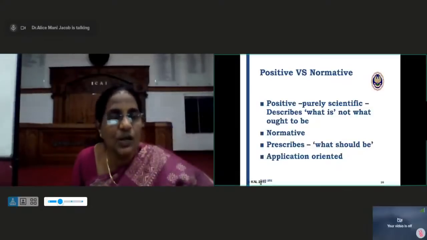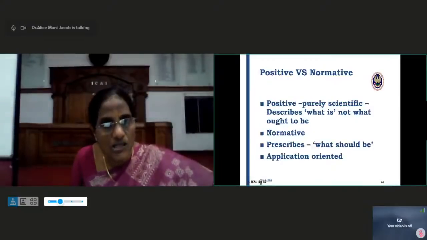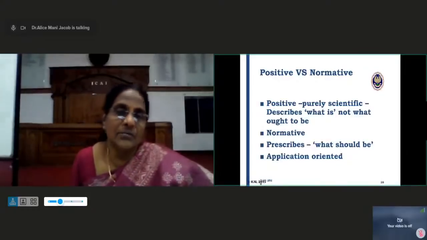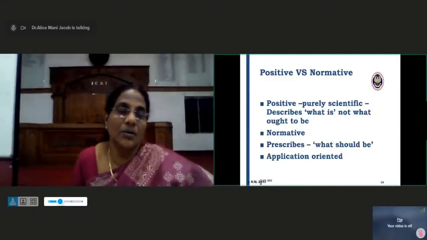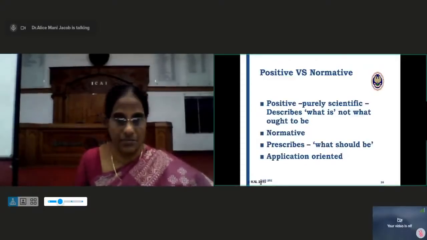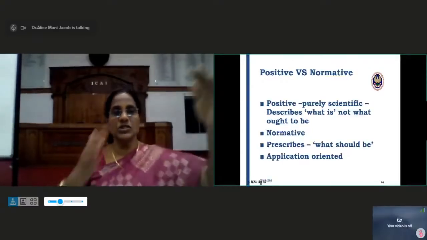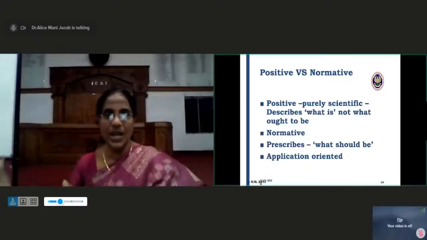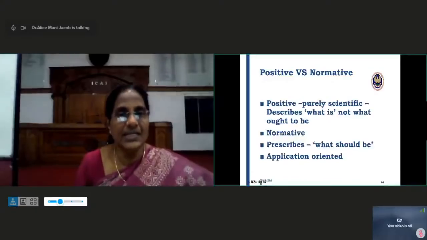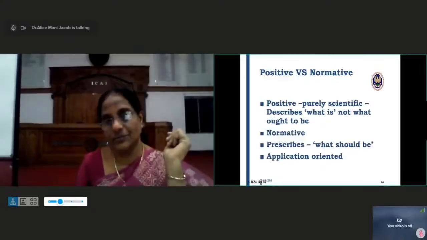It studies cause and effect. If this is the cause, this is the effect. That is positive. Smoking, cigarettes will cause cancer, lung cancer. That is a positive statement. So in economics, we study a lot of things, and economists will say, okay, this is the result. That is positive. It describes what is, not what ought to be done.